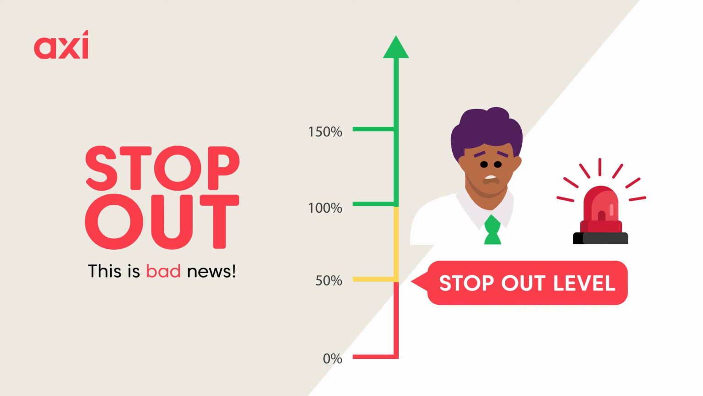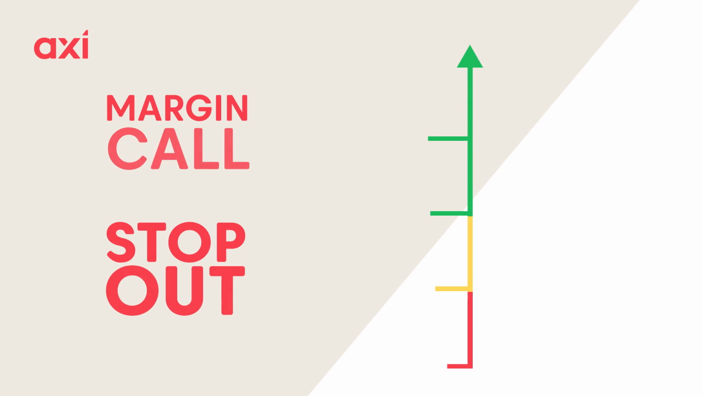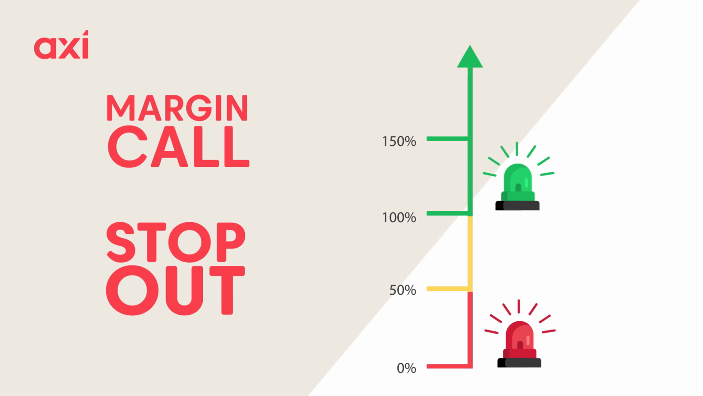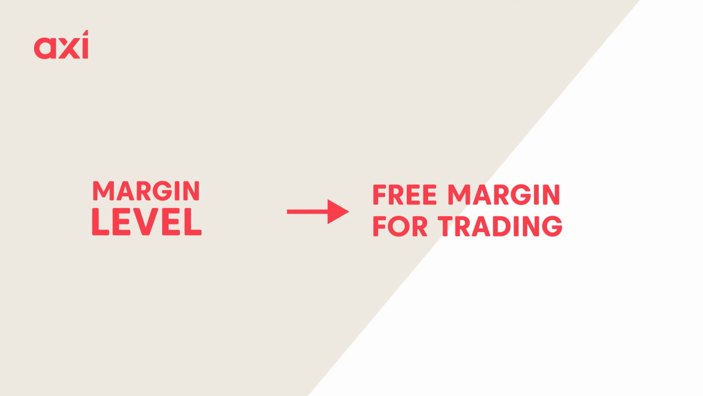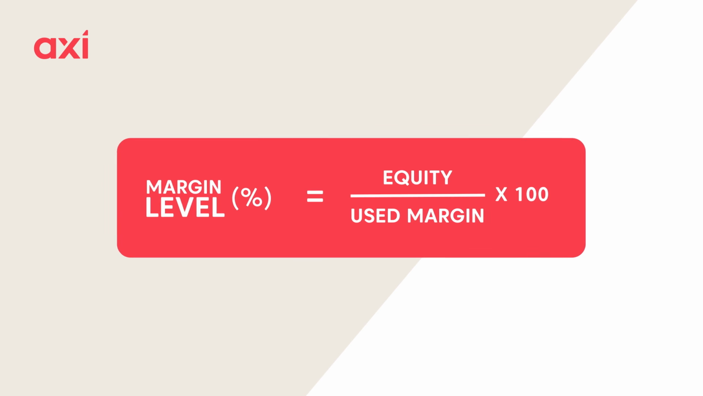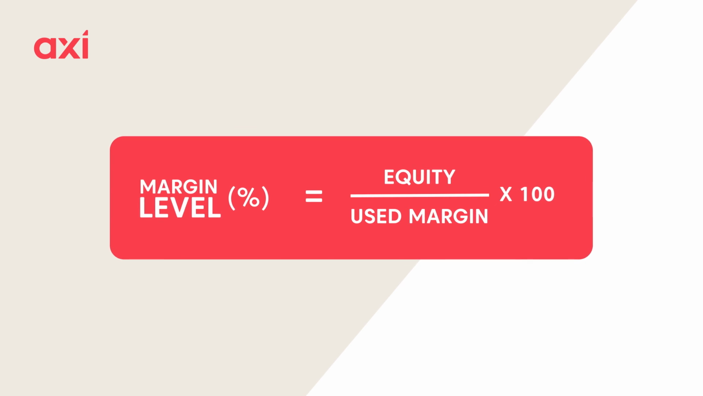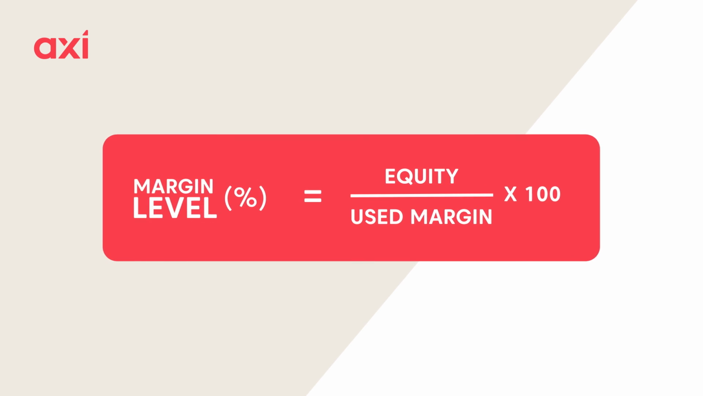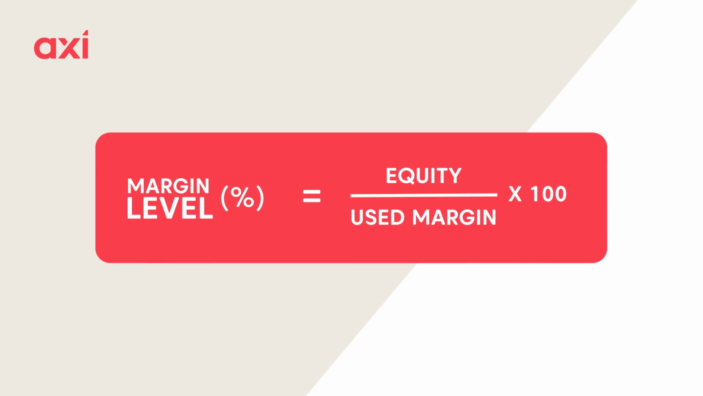This is bad news. To avoid a margin call or a stop out, it's critical to consider your margin level before you open any other trades. The margin level tells you how much of your funds are available for new trades. The higher the margin level, the higher the free margin you'll have available for trading. Want to know how to calculate the margin level? Simple. Equity divided by used margin times 100. And just remember that margin level is displayed as a percentage figure.